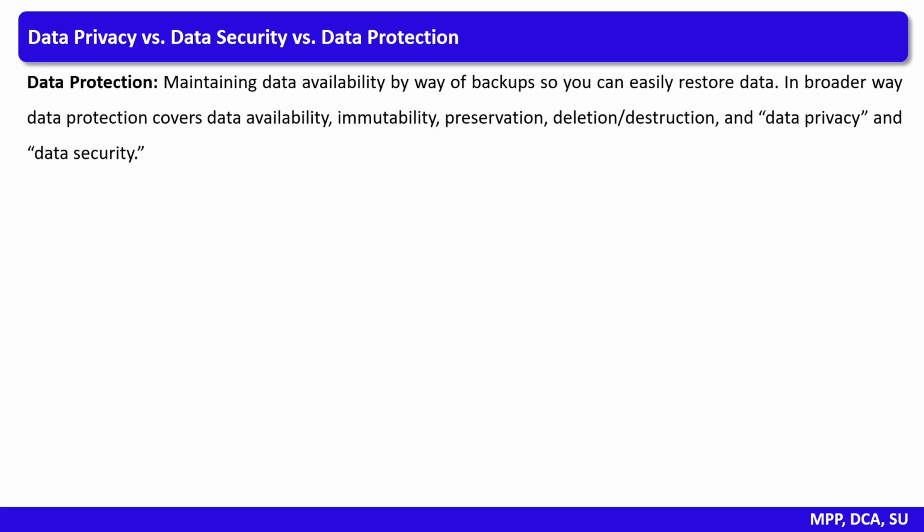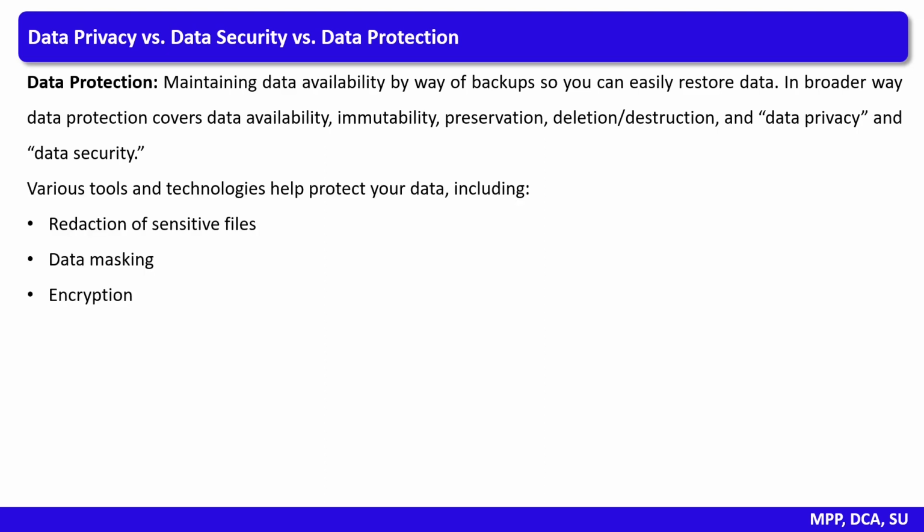Now let us move on to data protection. Data protection refers to maintaining data availability by way of backups so that you can easily restore data in a situation of crisis. In a broader way, data protection covers data availability, immutability, preservation, deletion and destruction, data privacy, as well as data security. Now, these are some of the important tools that are used for ensuring data protection.